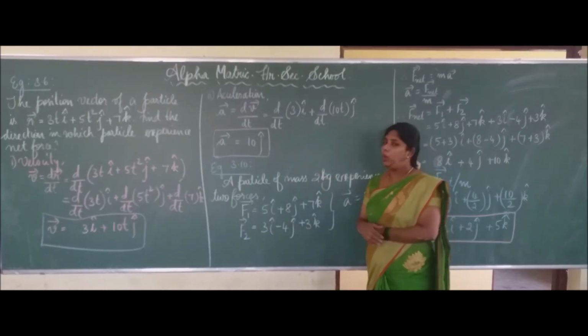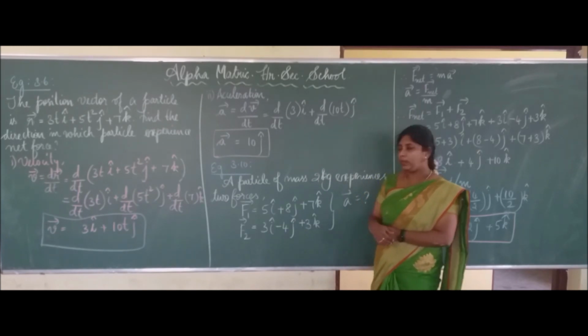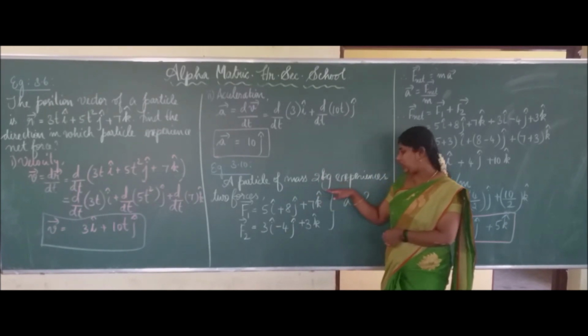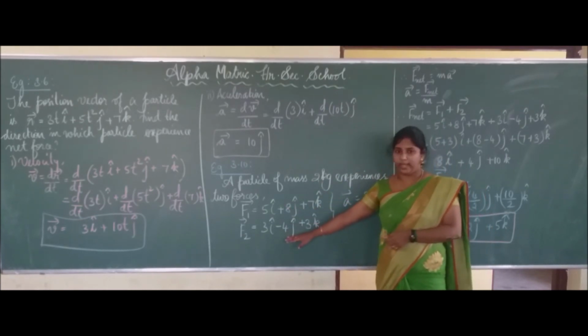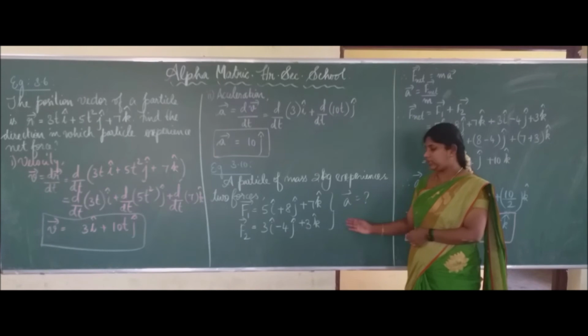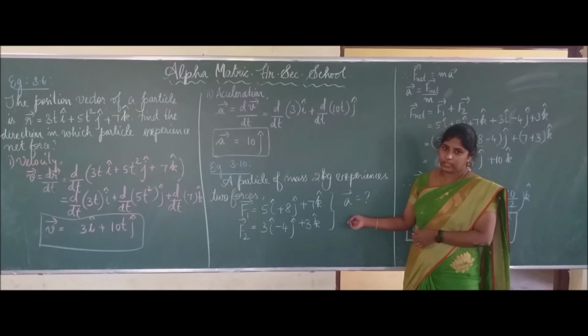Example 3.10. Okay, so what are they given? A particle of mass 2 kg experiences two forces, the F1 force and the F2 force. They have given the values here. What are they asking? They are asking what is the acceleration of the particle.